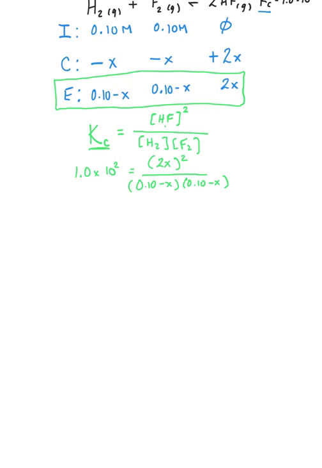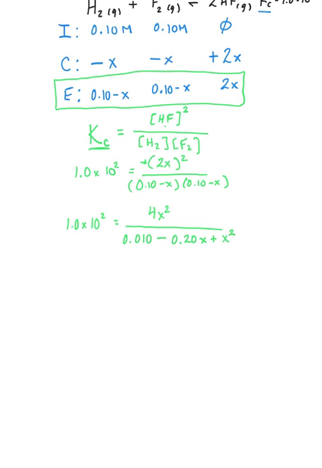To simplify this expression down, I'll multiply through the denominator on the right-hand side and square the numerator. We'll end up with 1.0 times 10 to the 2 is equal to this quantity squared, 4x squared, divided by this quantity in the denominator down below. We'll FOIL things out and we'll end up with 0.01 minus 0.20x plus x squared.